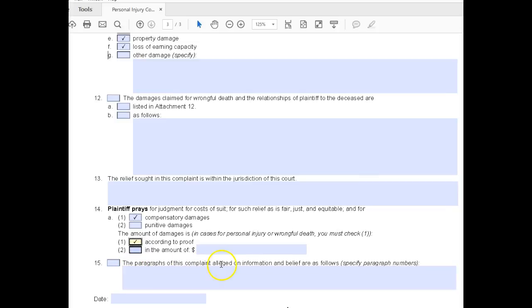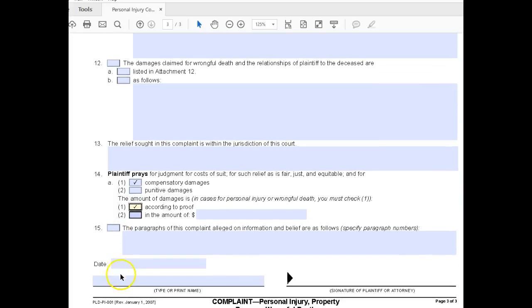Next is the paragraphs in this complaint alleged on information and belief are as follows. If you happen to have alleged something on what's called information and belief rather than on facts, and in essence you just believe that it's true, but you don't have any evidence necessarily that's going to prove it, but you sort of have more than an inkling that it's true, then you put down which of the paragraphs you allege that. And so far, there's none, so you're not going to be filling that in. Next, you're going to type in the name of the attorney, and you probably want to put that in all caps.